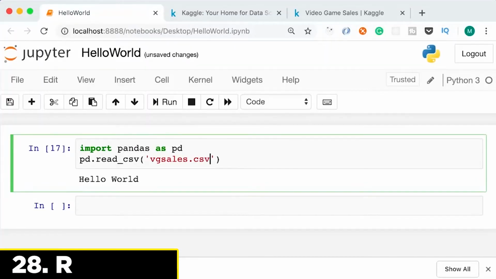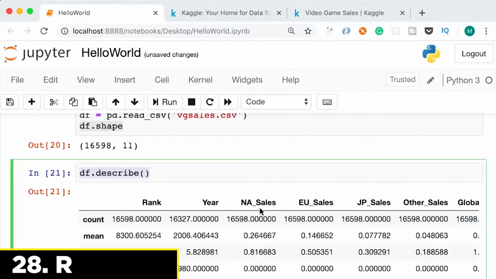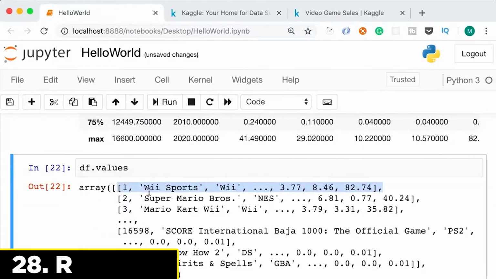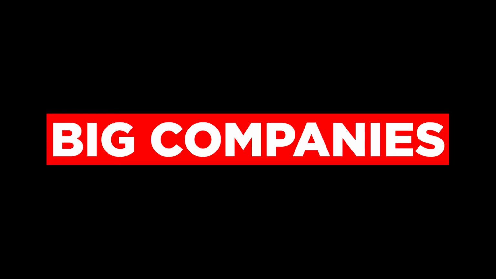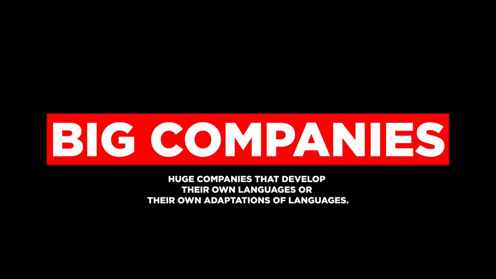The last language in the big nerd group is R. Statisticians and data miners use R to create graphics for analyzed data. These are the languages that were created by multi-billion-dollar companies to solve specific problems.